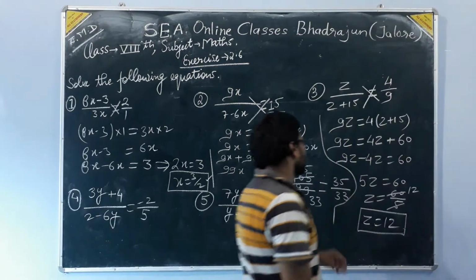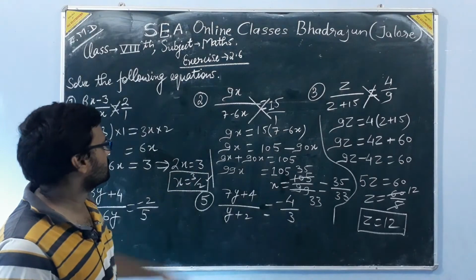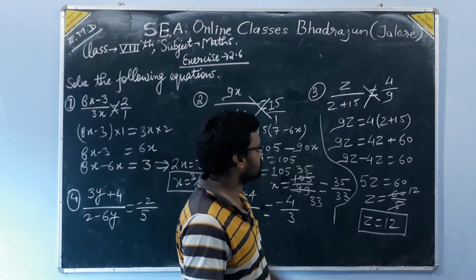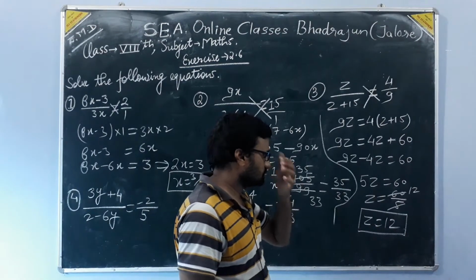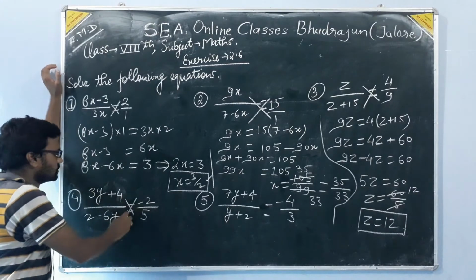Okay. So in our question number first, x is 3 by 2. In our question number second, x is 35 upon 33. In our question number third, our z is 12. Okay, now in our question number fourth, we will cross multiply.